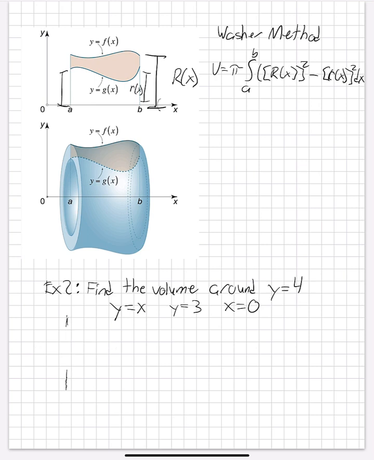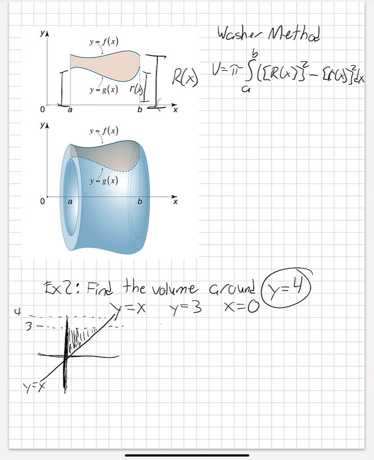And then I have y equals 3, which is up here. So there's 3. I have y equals x, which is just a line. So here's y equals x. So what I'm going to do is take this region and I'm going to rotate it around y equals 4. Well, y equals 4 is up here.